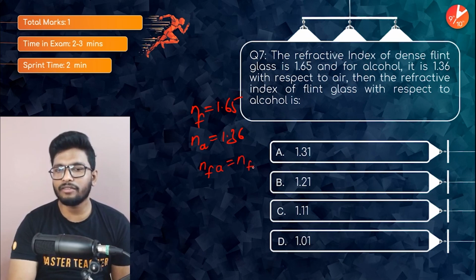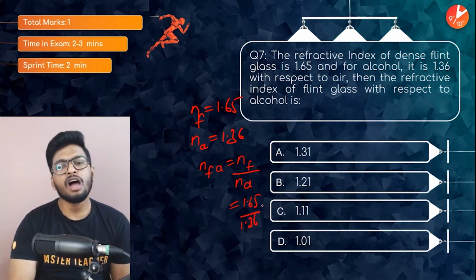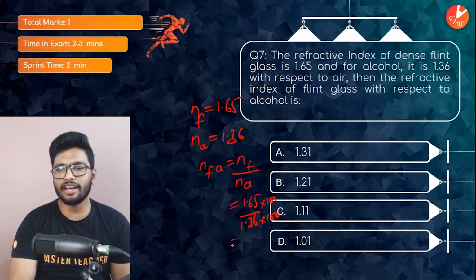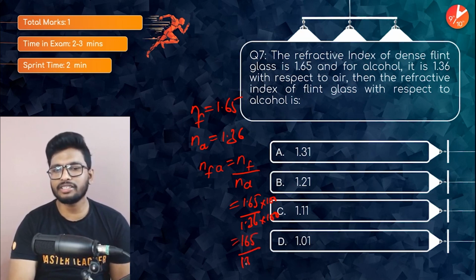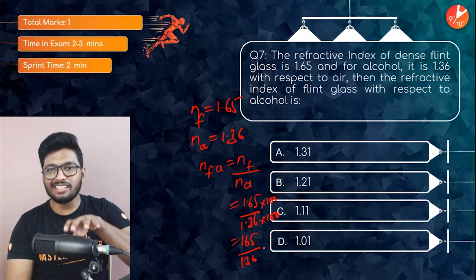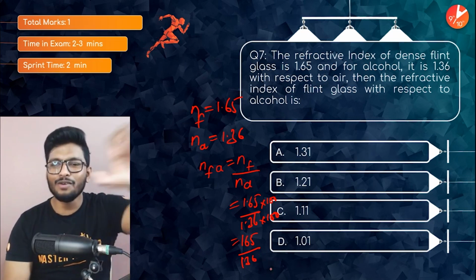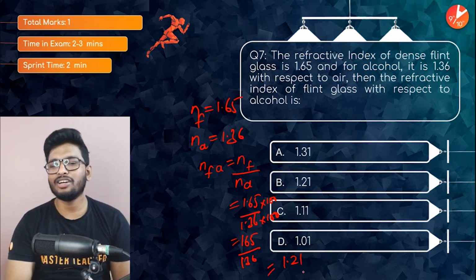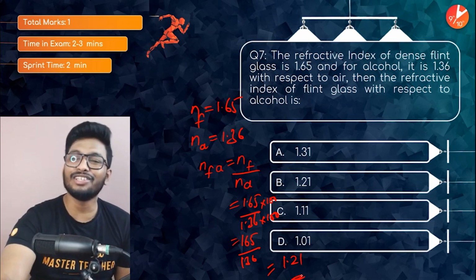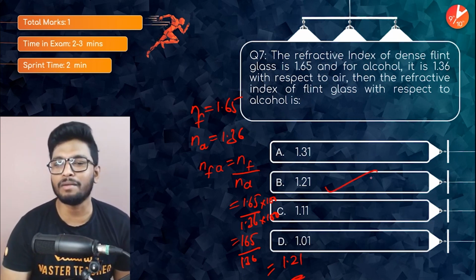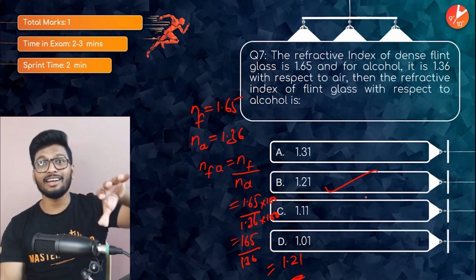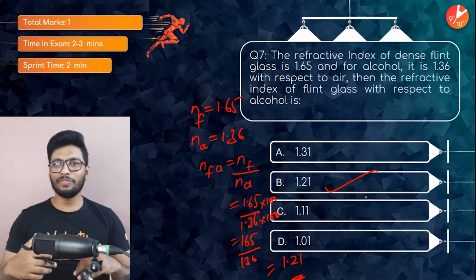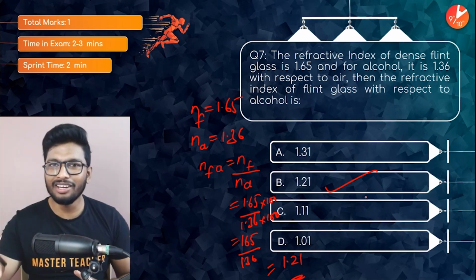It is nothing but refractive index of flint glass divided by the refractive index of alcohol, which is nothing but 1.65 divided by 1.36. Multiply into 100 into 100. So what do you get? 165 divided by 136. If you simplify this, you will get the answer as 1.21. So the answer to this question would be option number B. I'm pretty sure you guys can do the division part. 165 divided by 136. I'm guessing that you guys already know how to do it.